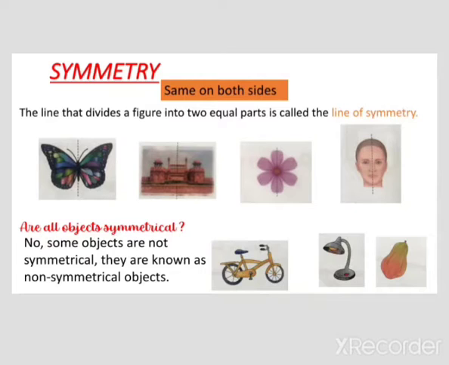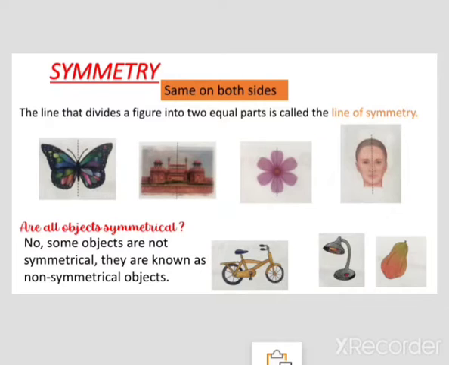Example, butterfly. If you are dividing the butterfly in the middle, both the sides are of equal measurement, or we can say both the sides are symmetrical, equal, or we can say they are identical. Okay, so what is a line of symmetry? The line that divides a figure into two equal parts is called the line of symmetry.